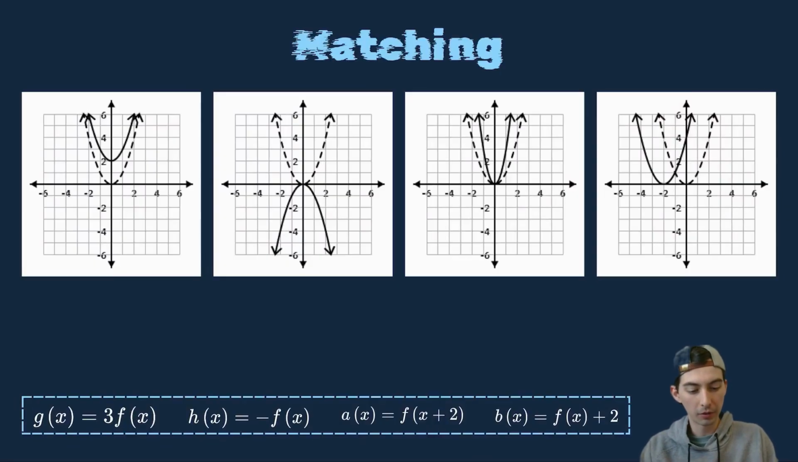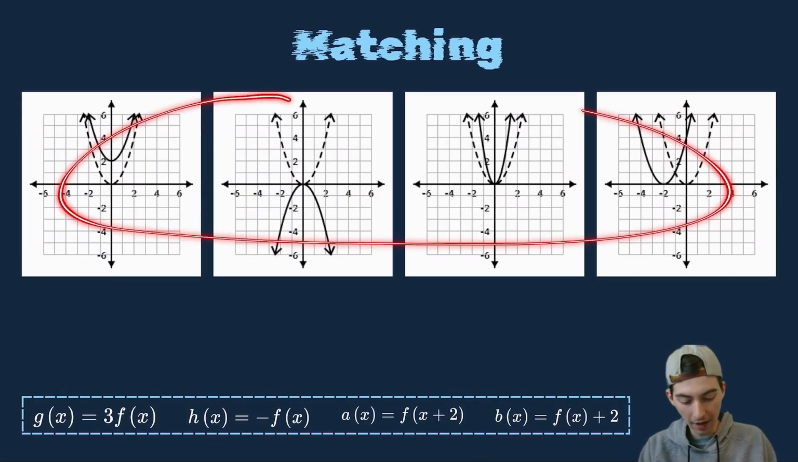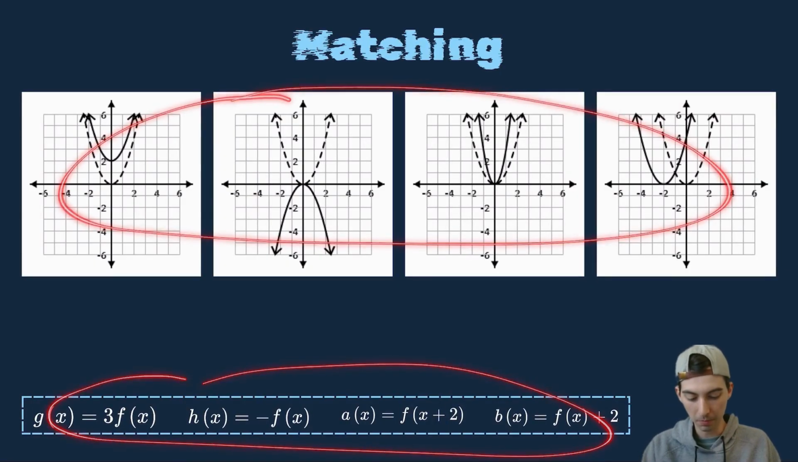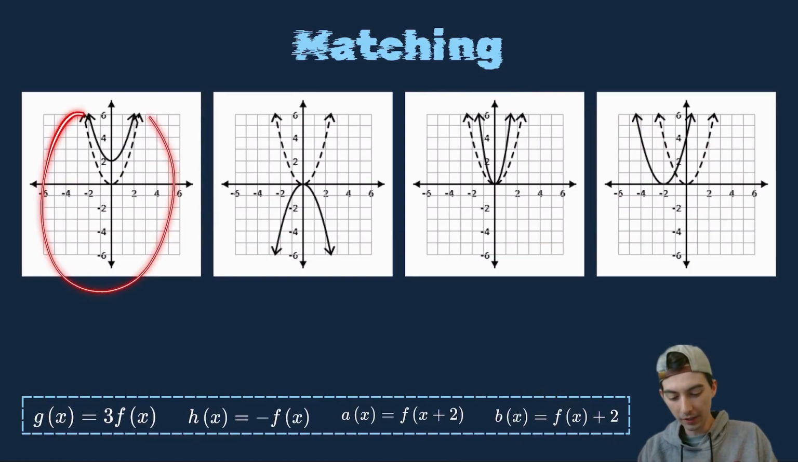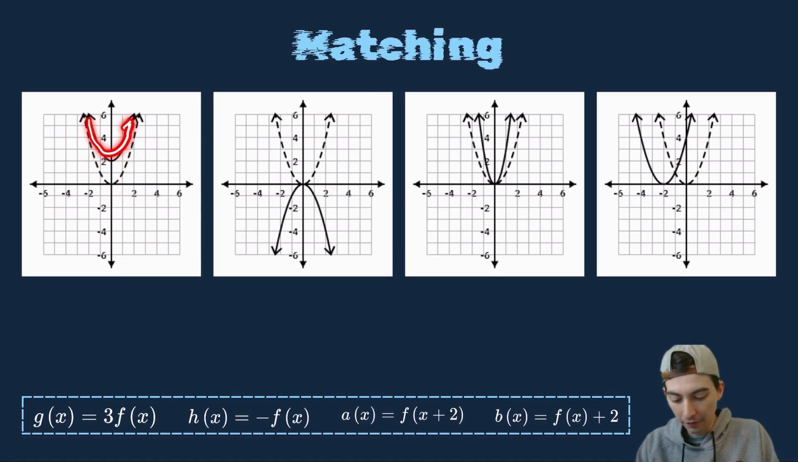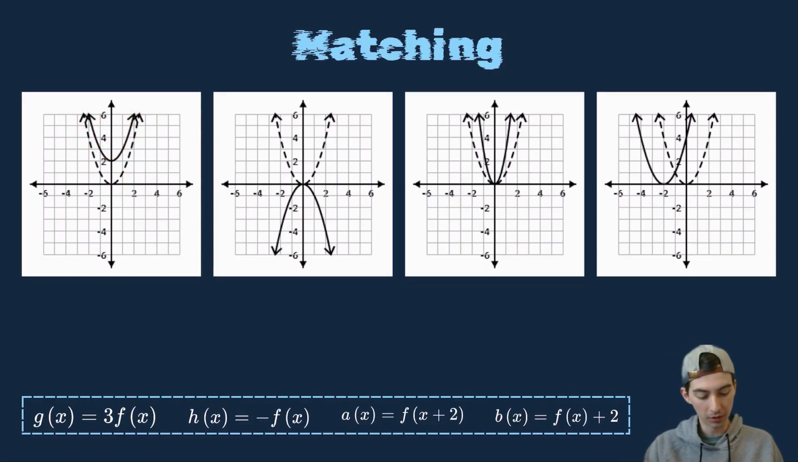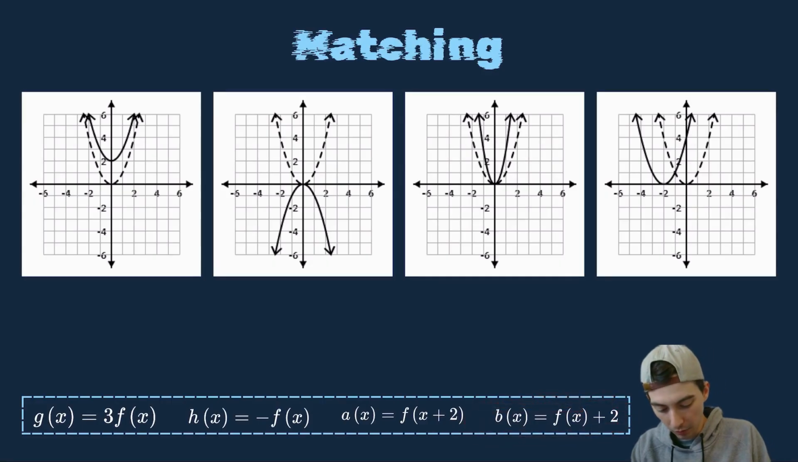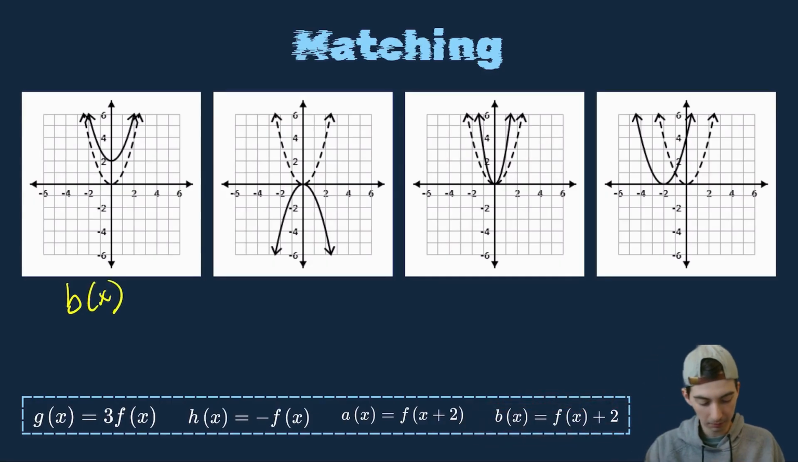Let's look at one more example. This time we're trying to match each graph to whatever equation that it would be. So for this first one, I see that my dotted graph is my quadratic parent function. This black graph, the solid black graph, is shifted upwards. So I think which letter shifts up? Well, it's the letter on the outside being added. So this b of x would go with this equation. So I'll write b of x. And now I've used that one.